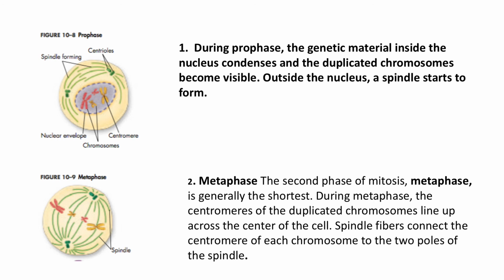The second is the metaphase. The second phase of mitosis, or metaphase, is shown in this diagram. So during metaphase, the chromosomes line up in the middle or the center of the cell. The spindle fibers now connect the centromere of each chromosome to the 2 poles of the spindle. Look at the arrangement of the chromosomes and see the spindle fibers.